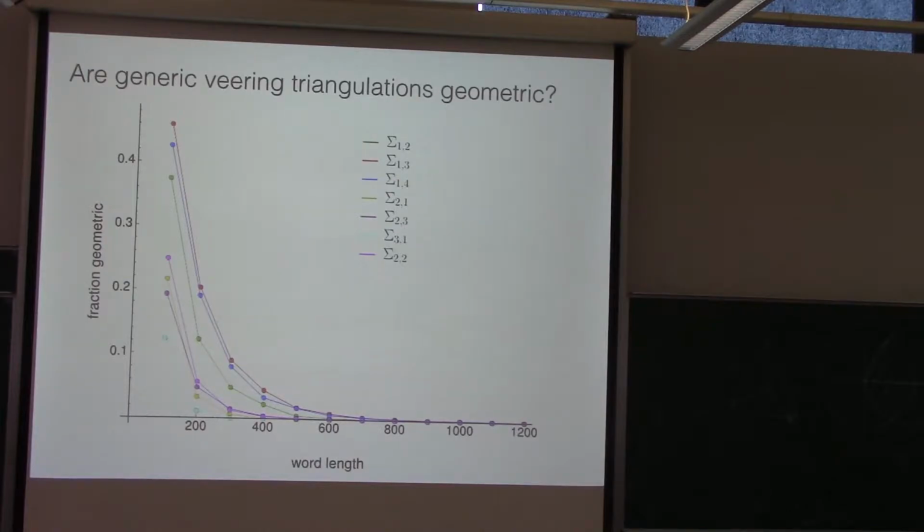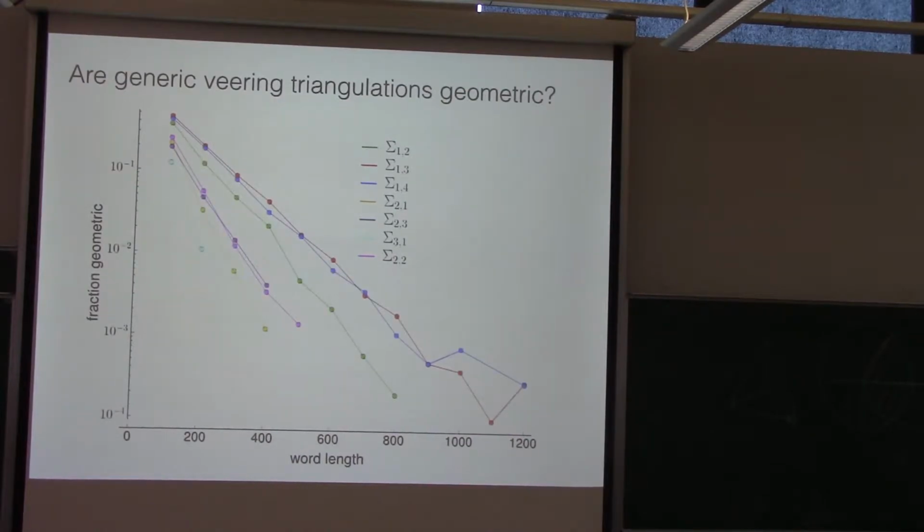So you can't get very far before you're running out of the ability to compute things in a reasonable amount of time. And that's one of the reasons that random walks work well, because you can actually get large words and see other phenomena happen. So here this is broken up by the surface. The x-axis is the word length, and this is the fraction of the triangulations that ended up being geometric. And it looks like it decays exponentially, and in fact, if we graph it with a log y-axis, then it looks linear, which suggests that it's exponential decay.